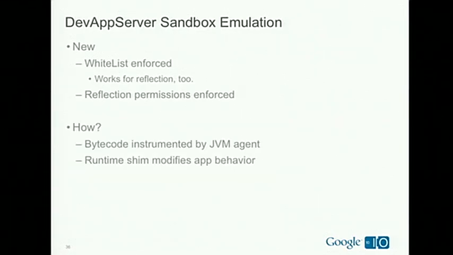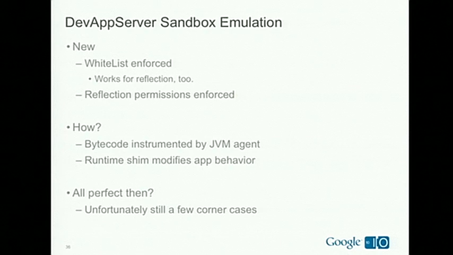So let me talk a little bit about how we do this. If you've been paying very close attention, there's a little Java agent flag that now gets specified with the Dev App Server. What that does is cause a JVM agent to be loaded up with the Dev App Server, and that JVM agent then instruments all the bytecode coming out of your web app, similar to how Don was talking about precompilation for production. So you can think of it as mini precompilation for your Dev App Server. It injects little bytecode hooks that effectively modify the runtime and make the app conform to these checks.